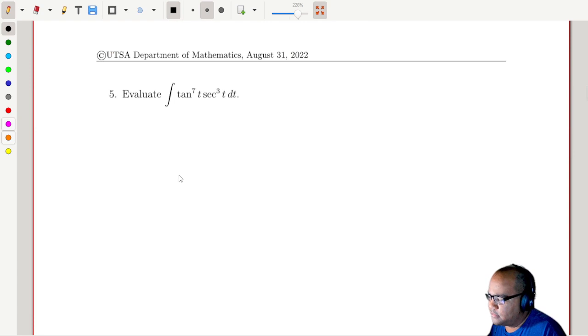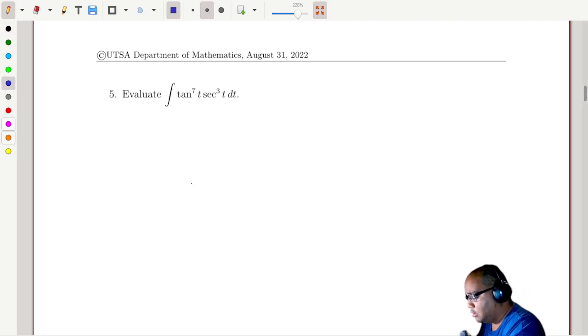Tangents and secants. This one was a little different than our sines and cosines. If I were teaching a pre-calculus class, I'd say write everything in terms of sines and cosines, but here that won't necessarily help you. What we should do here is think about the tangent and secant relationships.